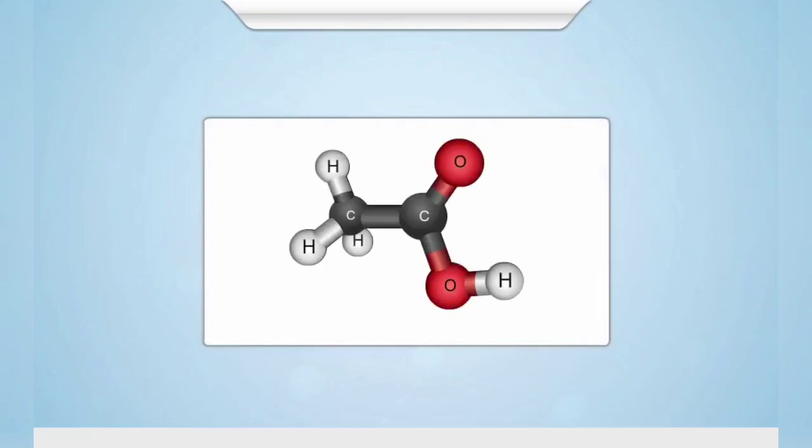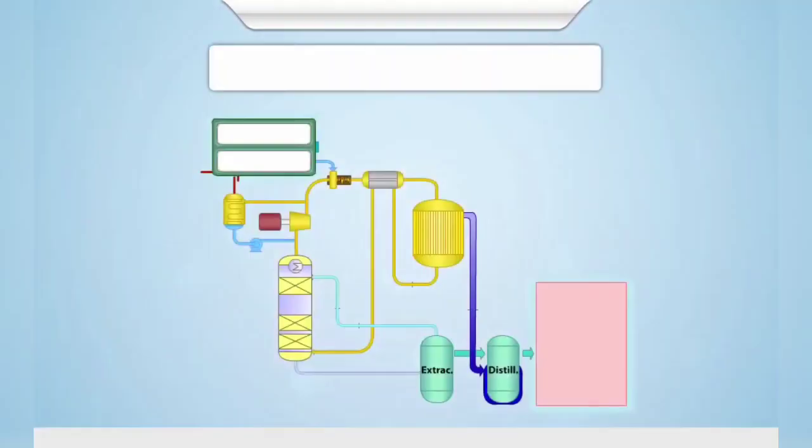The molecular formula of ethanoic acid is CH3COOH. Ethanoic acid consists of 2 carbon atoms bonded to 3 hydrogen atoms, an oxygen atom, and a hydroxyl group by covalent bonds. Ethanoic acid is produced by the oxidation of ethanol.